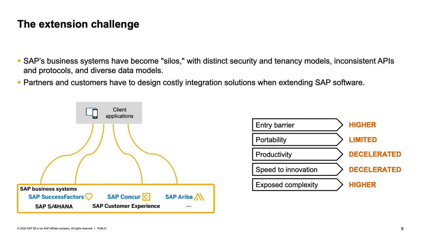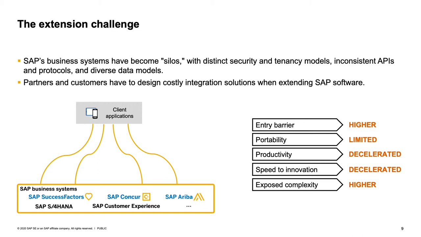Obviously, what does it mean to the developer, or to the customer, or to the partner? It basically means there's a higher entry barrier. You have a challenge in getting the right skill to build this application. Also, there is limited portability, because when you build this client application bound to each of these business systems with their own security model, tenancy model, et cetera, then when you want to change the landscape, when you are now replacing your business system with a newer solution, you will have the challenge of porting that in the client application also, not just in your landscape, but also in your extension apps and so on.